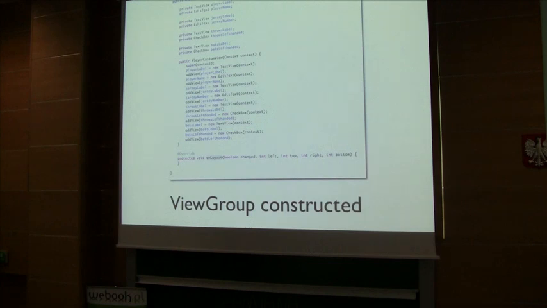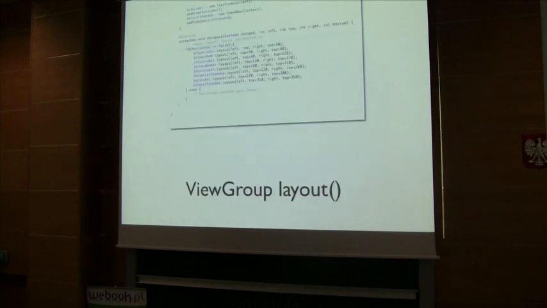So probably something like this, a couple of GUI elements, and you just build them. Then you naively implement onLayout. Again, it's just simplified. It's probably not a real application, but it's good for this example. And you think you're good to go.